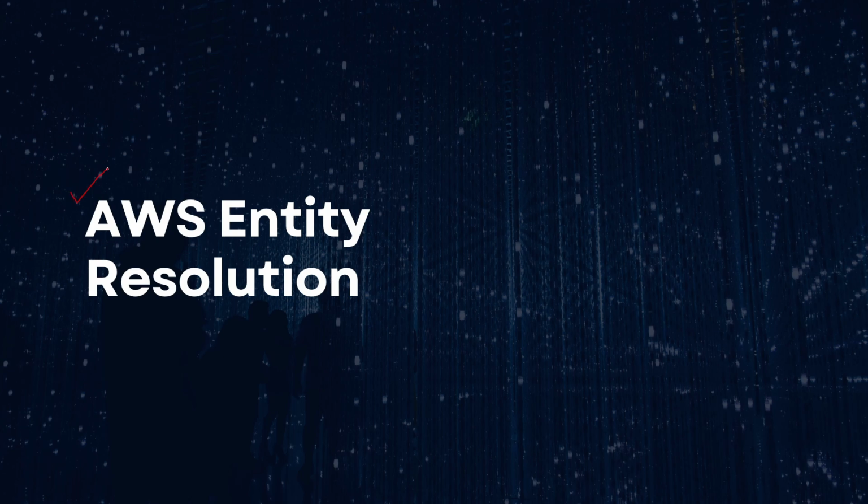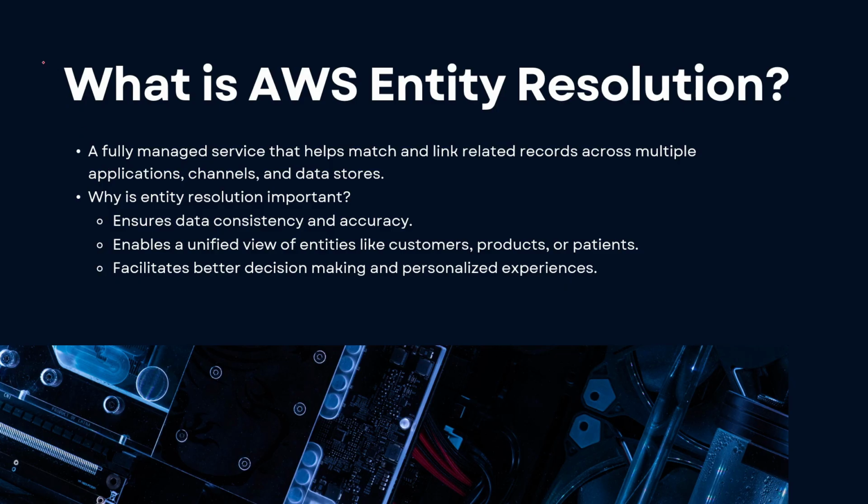AWS Entity Resolution. So let's dive right into today's video. So firstly, let's talk about what is AWS Entity Resolution. It is a fully managed service that helps match and link related records across multiple applications, channels, and data sources. So in simpler terms, AWS Entity Resolution helps you to link data across various different data sets or various different applications.